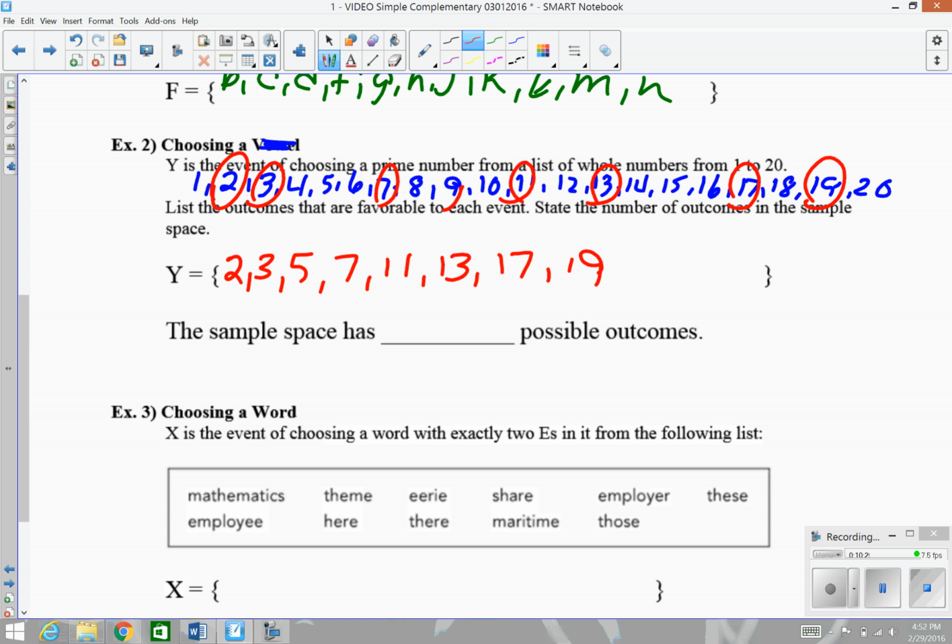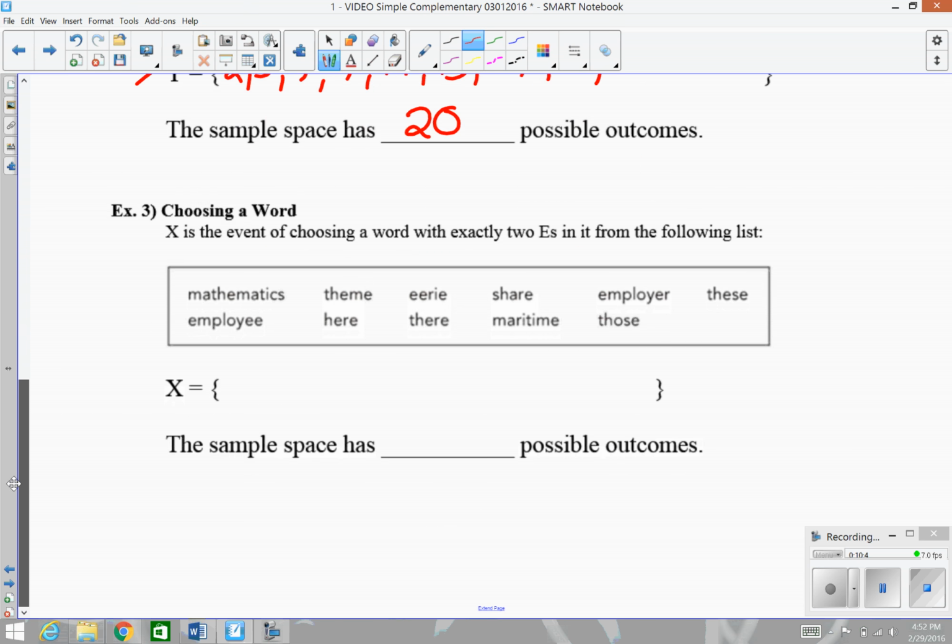Okay. So this is our event, but that came from our sample space, which had 20 possible numbers to start with. Okay, go ahead and try example 3 on your own. Pause the video and come back when you're ready.